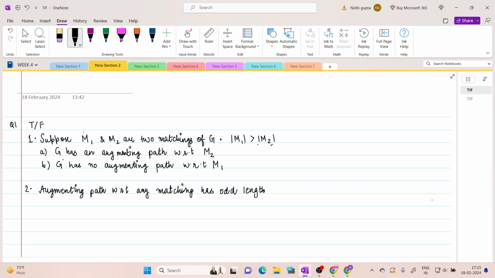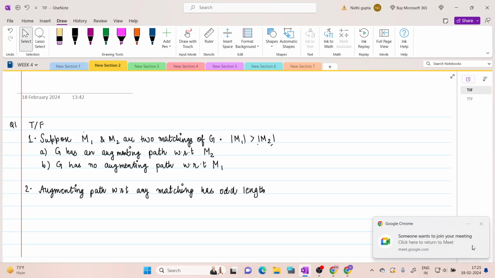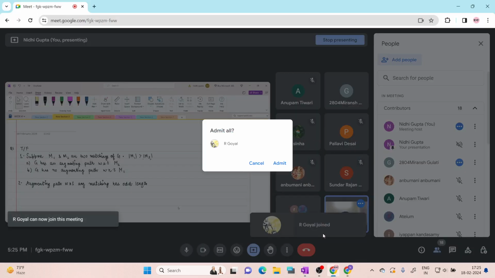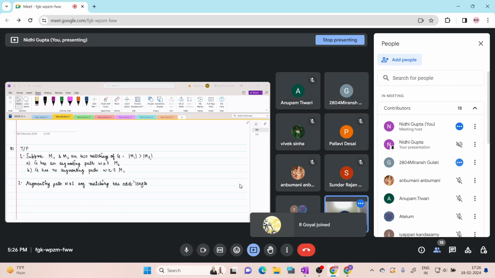The first statement is: G has an augmenting path with respect to M2. Is it true or false? It is true, ma'am, true. Does everyone think it is true? I think no, false. So okay, why do you think it is false?